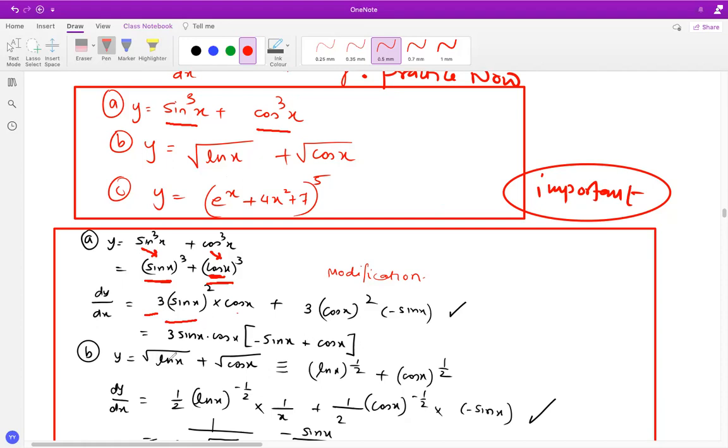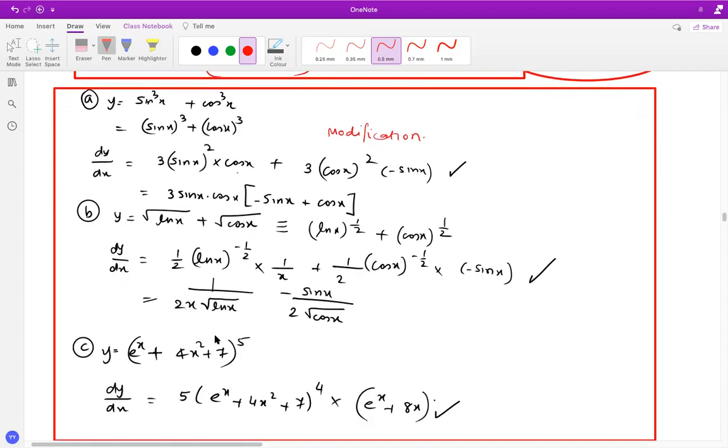Now, going to the next example, if I have to differentiate root ln x plus root cos x, I can take it as ln x to the power half plus cos x to the power half. And then you differentiate: half f x to the power half minus 1, which is this, times the derivative of ln x, which is 1 over x. Now, the derivative of root cos x is half cos x to the power minus half times the derivative of cos x, which is negative sine x. So this is how you do the power chain rules. I hope there are more than enough examples on the power chain rule.